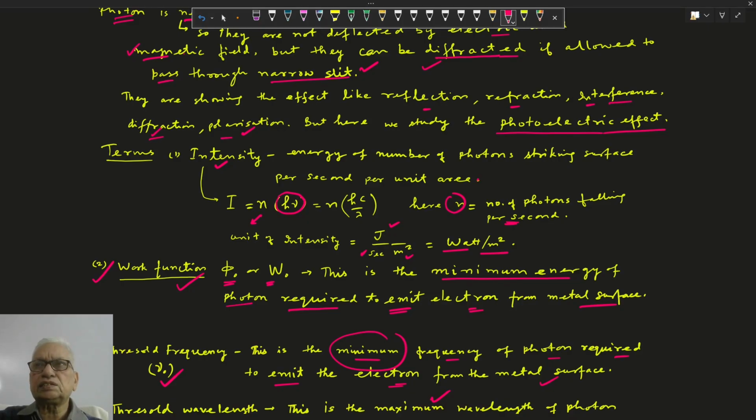But here we are discussing the particle nature, not the wave nature. And in particle nature we are discussing the photoelectric effect. There are some terms here. Intensity: the energy of the photons striking the surface per second per unit area. Intensity is n h nu, where n is the number of photons falling on the cathode per second, and h c by lambda. The unit of intensity is joule per second per meter square, and joule per second is watt, so watt per meter square.